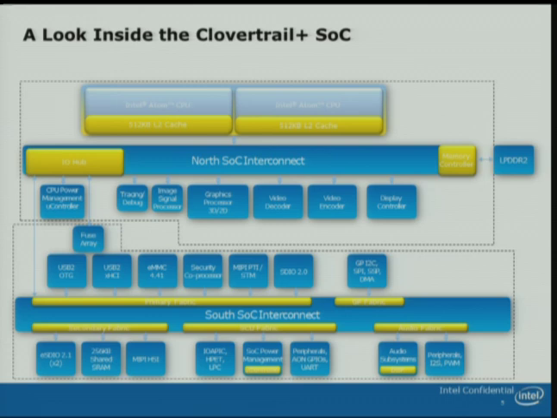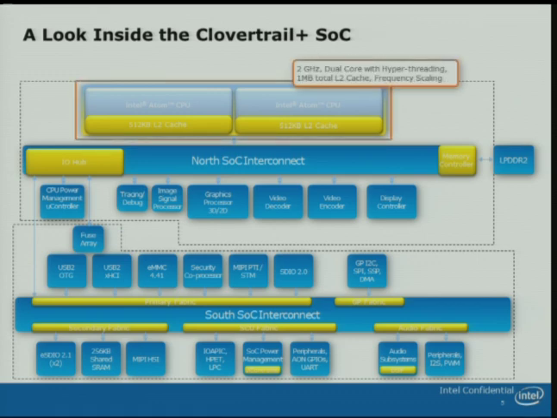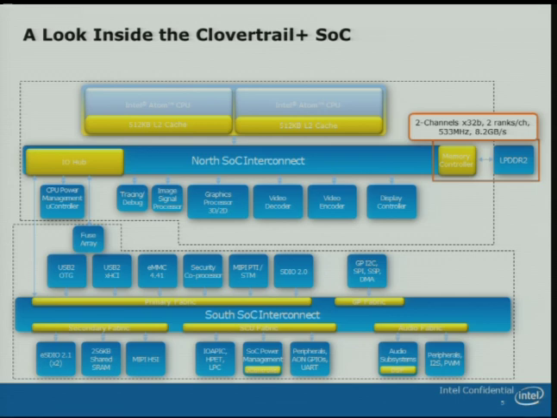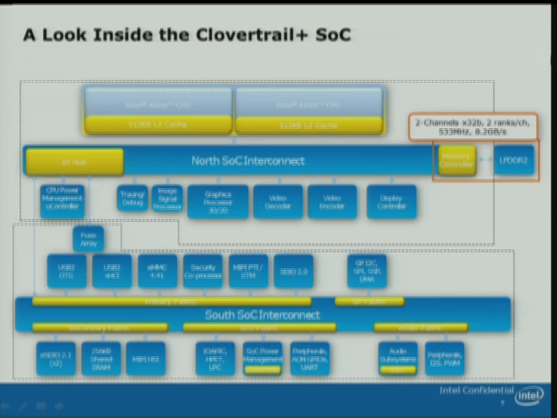Looking inside the Clover Trail Plus SoC block diagram, like we talked about, it's a dual core Atom SoC, with 2 threads per CPU for a total of 1 megabyte of L2 cache and with frequency scaling support. The CPUs are connected to the memory controller using an SoC interconnect. And the memory controller is a dual channel 32-bit memory controller running at 533 megahertz or 1066 megatransfers a second with support for 2 ranks per channel. This gives a total bandwidth of up to 8.2 gigabytes a second.